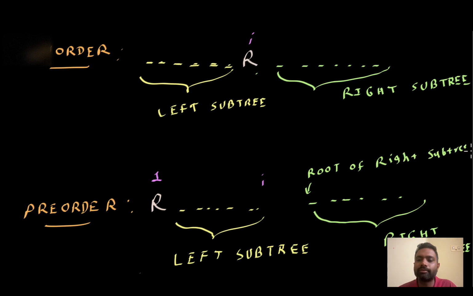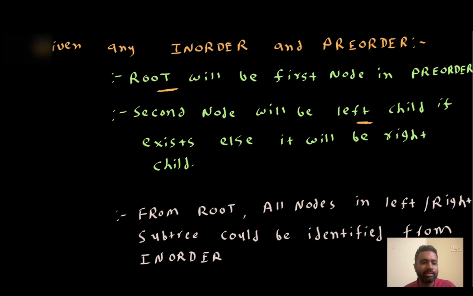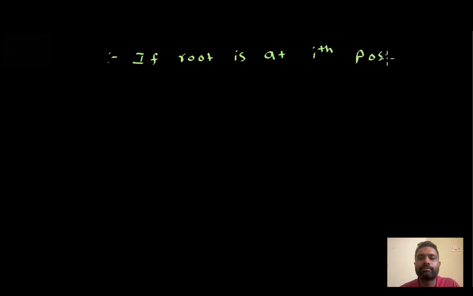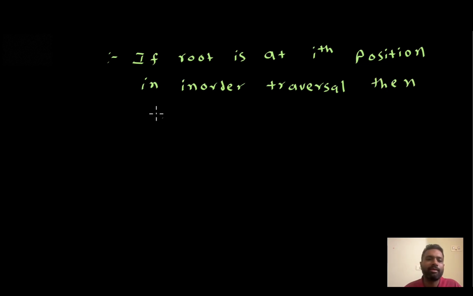That is nothing but right child. So in short, I can also write that from a position of a root, let's say if root is at ith position in inorder traversal, then I plus 1 position will be right child.